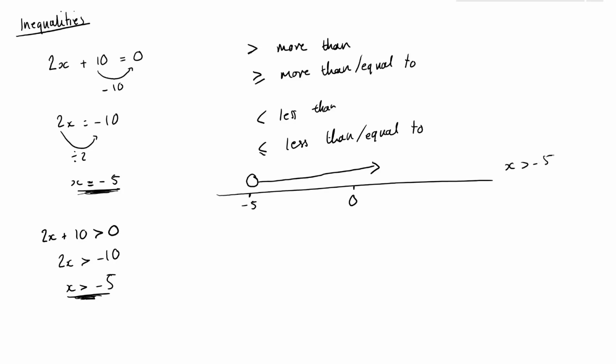If we wanted to do something that was maybe x is less than 2, we'd have another number line, 0 in the middle, 2 would be about here. We'd find the limit on that, and it's everything less than 2. So that would be your inequality there. Sometimes we might get inequalities with two limits.